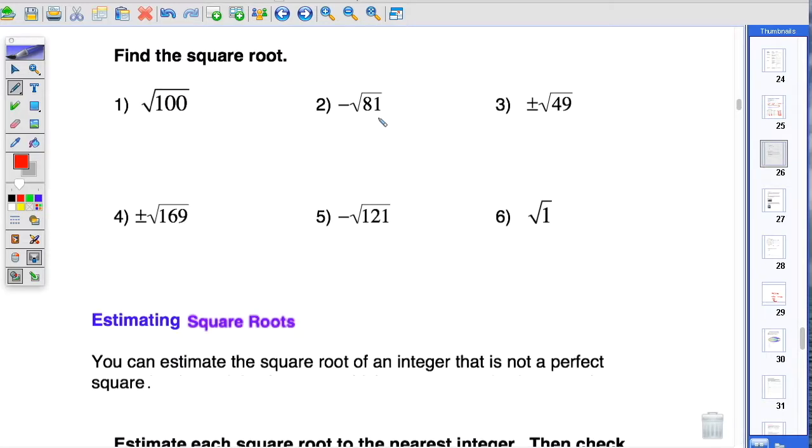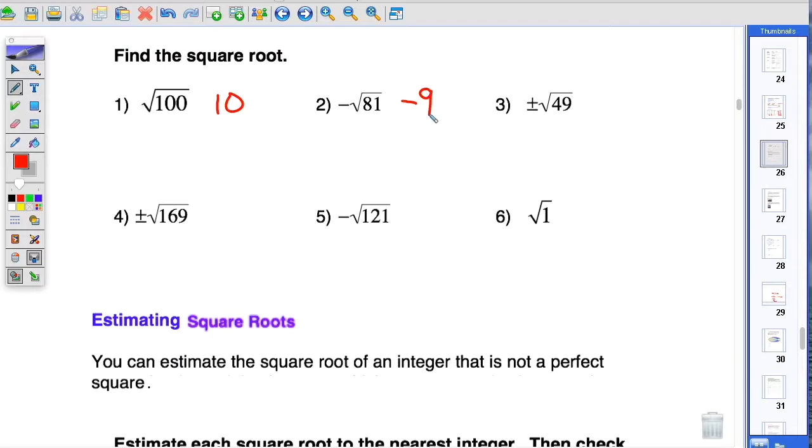All right, so we're going to find the square root of the following numbers. Number 1, the square root of 100. What 2 numbers multiplied together give you 100? That would be 10. Number 2, the negative square root of 81, we want the negative square root. So negative 9 times negative 9 gives you 81. So that negative 9 is your solution.